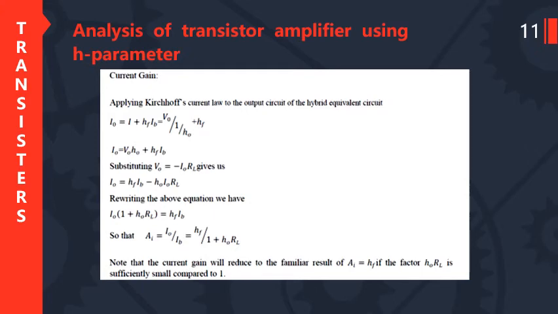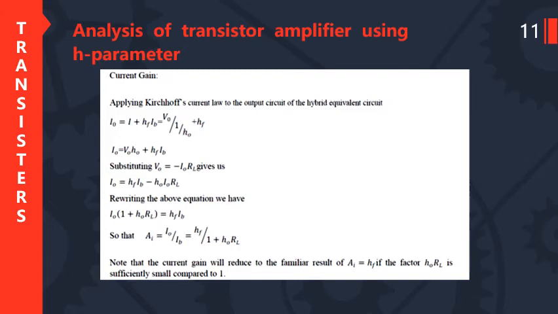So first we find the current gain. Applying Kirchhoff current law to the output circuit of the hybrid equivalent circuit. अभी हमने जो सर्किट बनाया है उसको आप कॉपी में ड्रॉ कर लेंगे और उसमें हम अप्लाई करेंगे Kirchhoff current law, KCL अप्लाई करेंगे. So the value of I0 is equal to V0 upon 1 upon H0 plus HF into IB. So I0 is equal to V0 H0 plus HF IB.